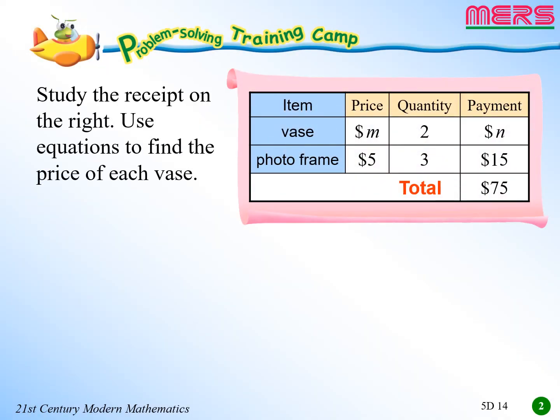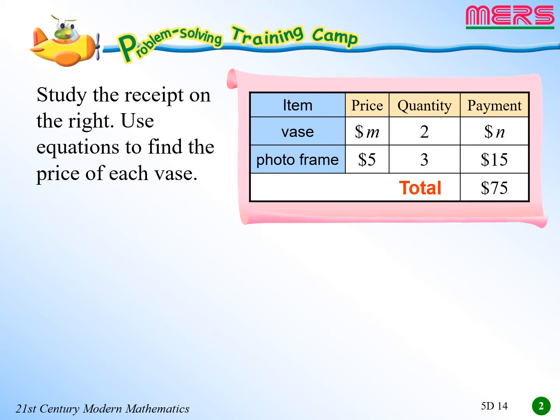So you can see a table, and it is the receipt. You can see there are 4 columns. We have the item column, with vase and photo frame, and then the price of each item, the quantity, that means the number you buy, and the payment column. And also the total, you can see the total is $75.